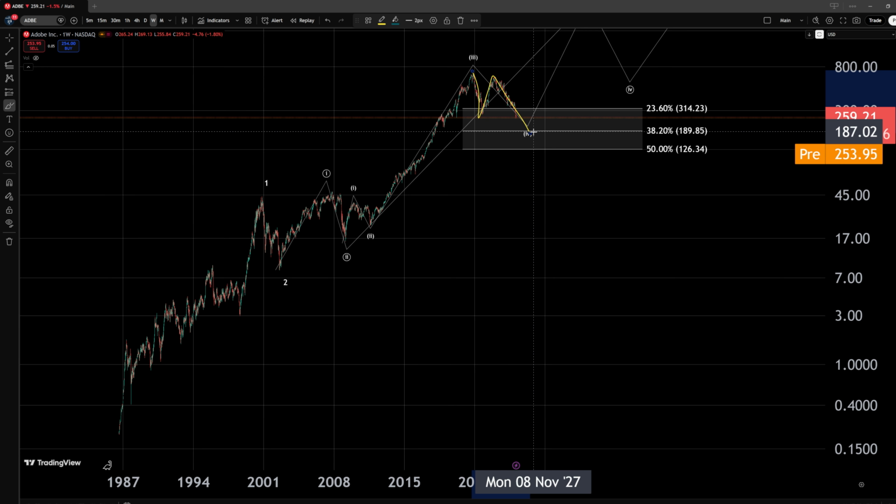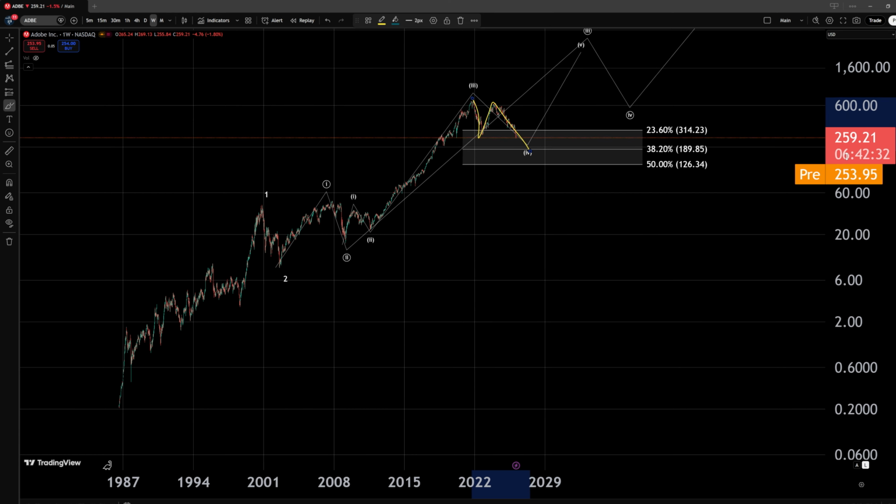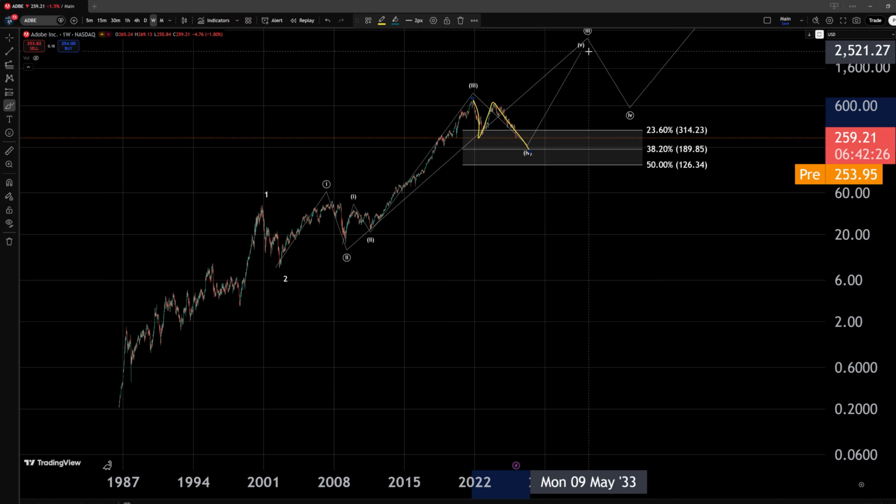Now, within this correction we have been tracking an A, B, C pattern to unfold, and as long as we hold the 50% retracement, we can still look with strong probabilities for continuation to higher prices within a wave 5. Keep in mind, below the 50% retracement, the reliability and the integrity of this chart structure would come into very heavy consideration, where a more substantial top might already be in place.